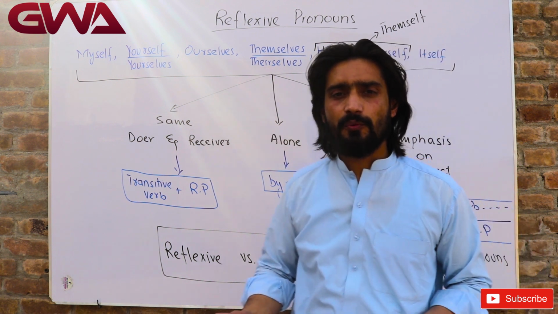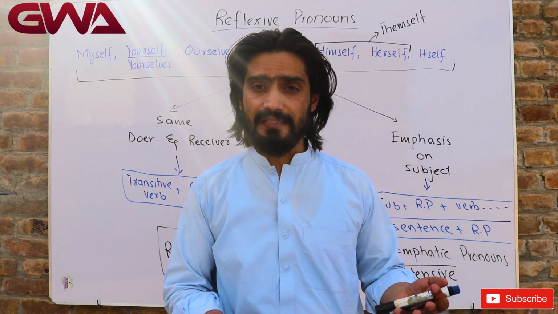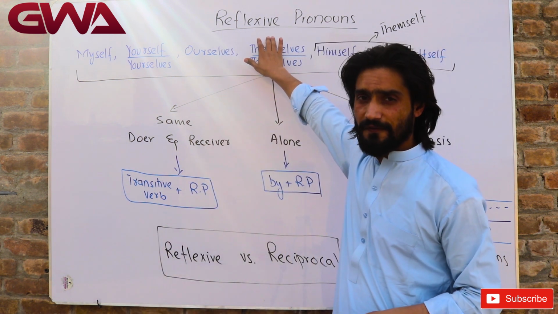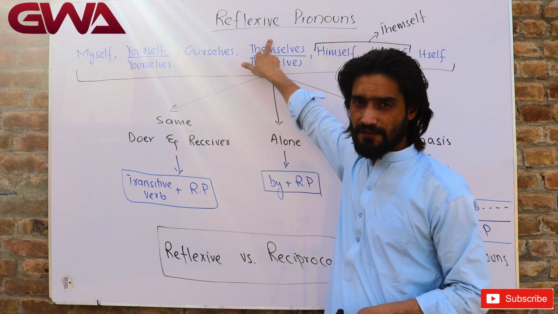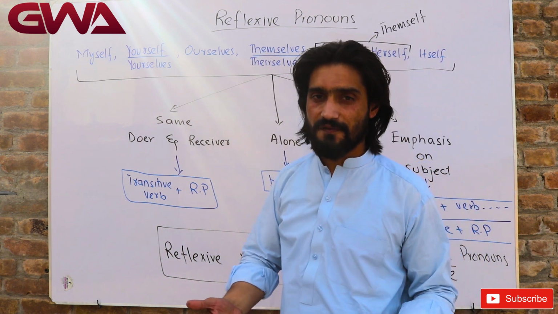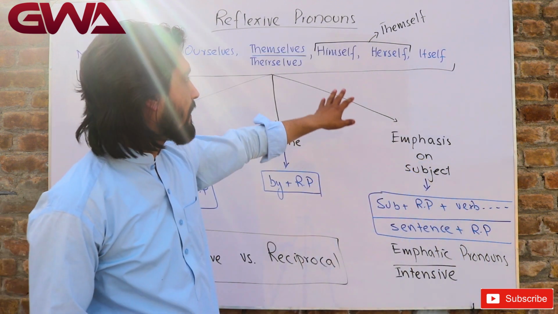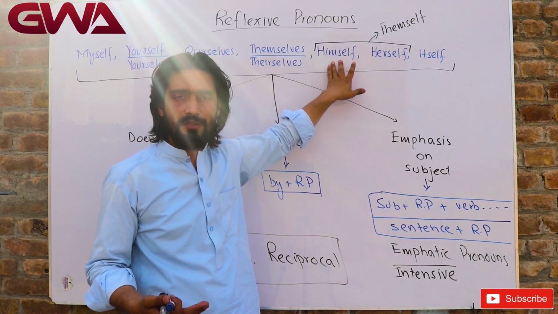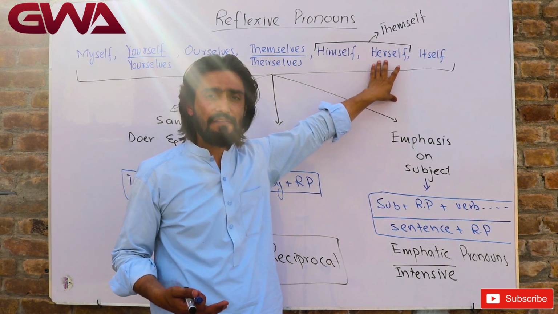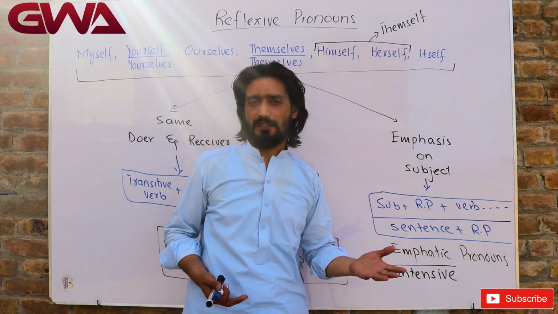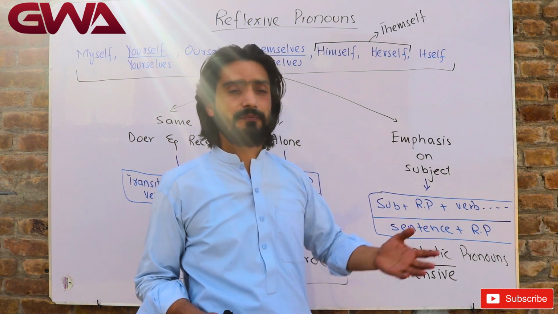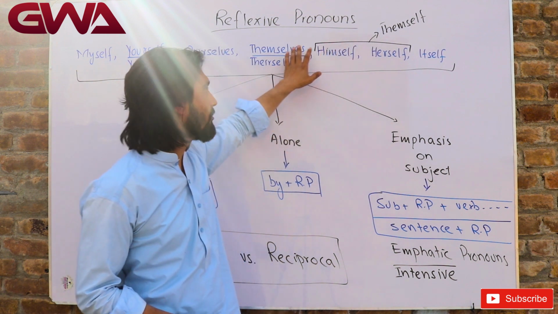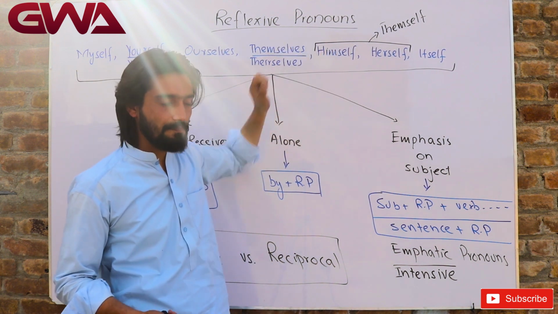Instead of themselves, we can also use theirselves, but this is not very common nowadays. If you're talking professionally, you have to use themselves, but you can use theirselves in a non-professional way. If the gender is clear, meaning if the gender is male, we will use himself, and if the gender is female, we will use herself. But if the gender is not clear, we will use themselves, the singular form of themselves.